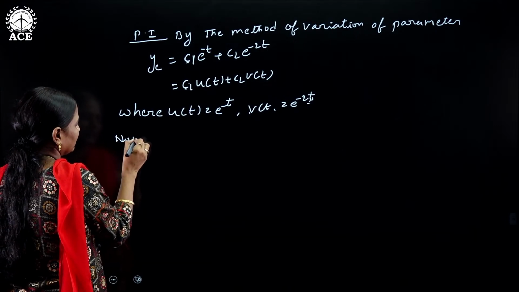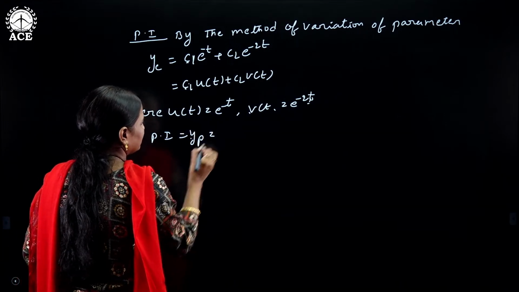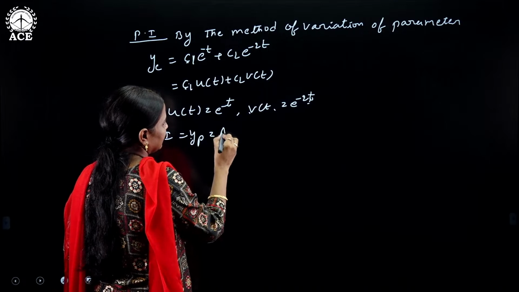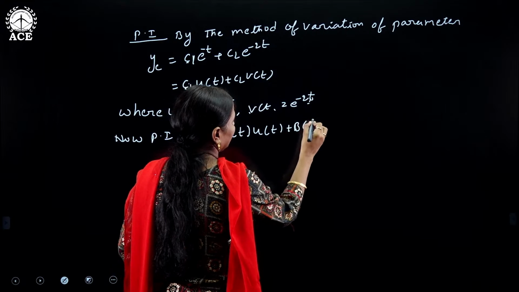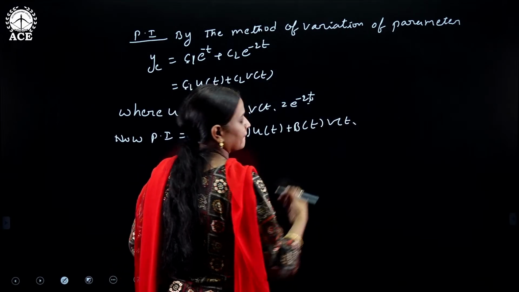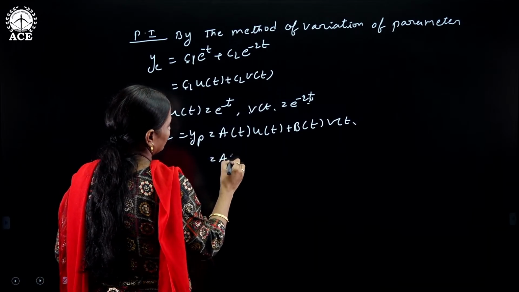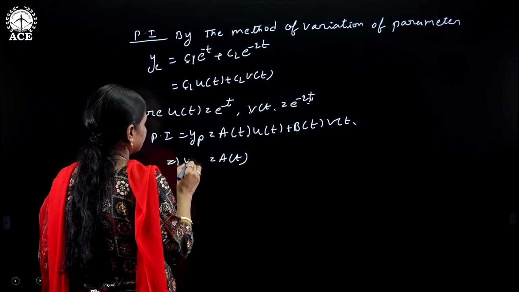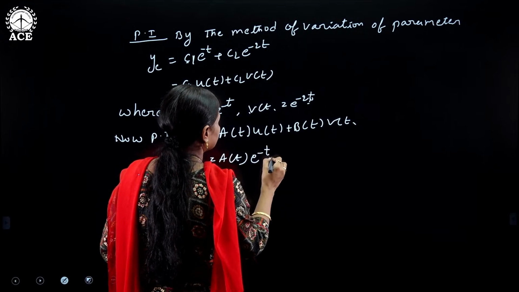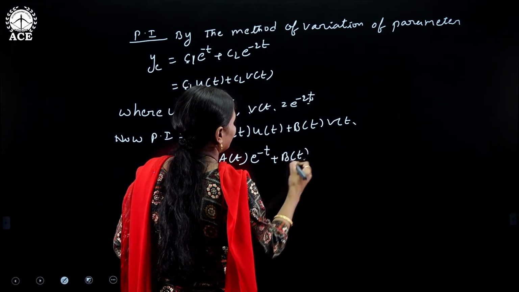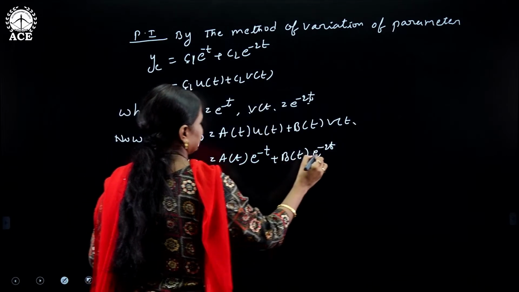Now the particular integral can be written as yp is equal to a of t into u of t plus b of t into v of t, where a of t and b of t are the unknown functions. Now substituting the known functions, yp is equal to a of t into u of t, which is e power minus t, plus b of t into v of t, which is e power minus 2t.